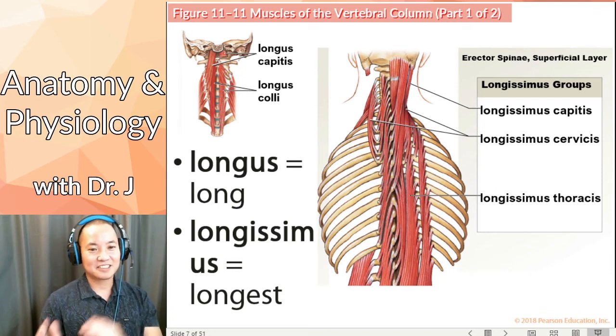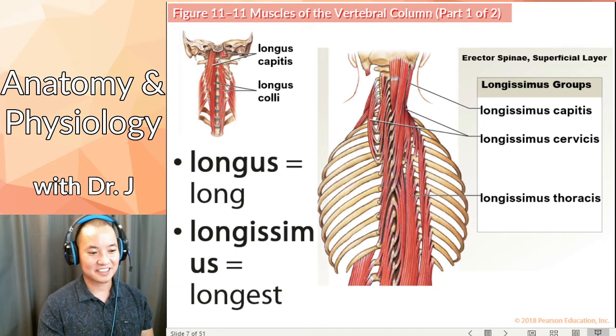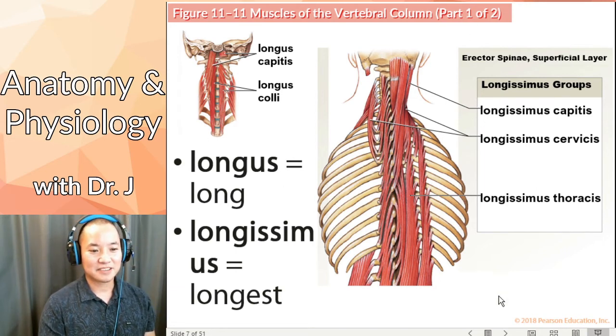So longis and longissimus. Longis is long, but longissimus is very, very long. So again, this is the longest type there is. So that's what these longissimus groups are.